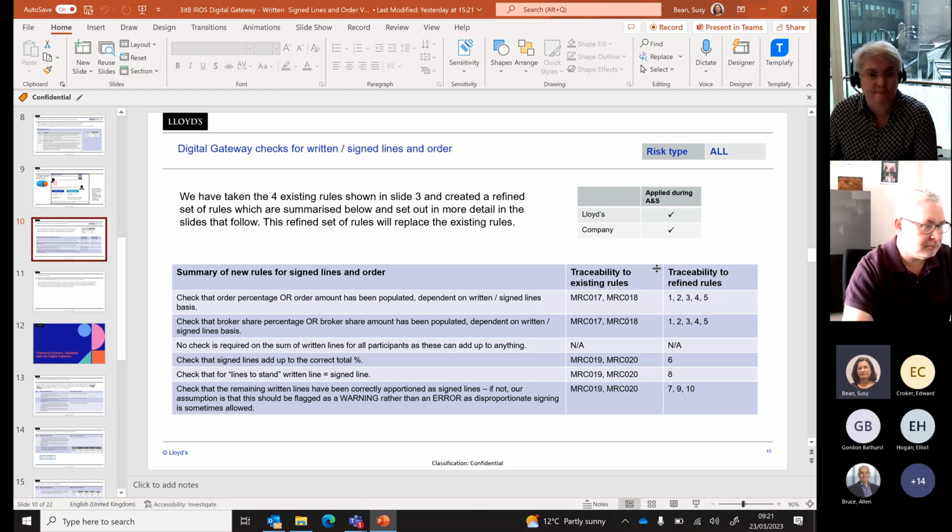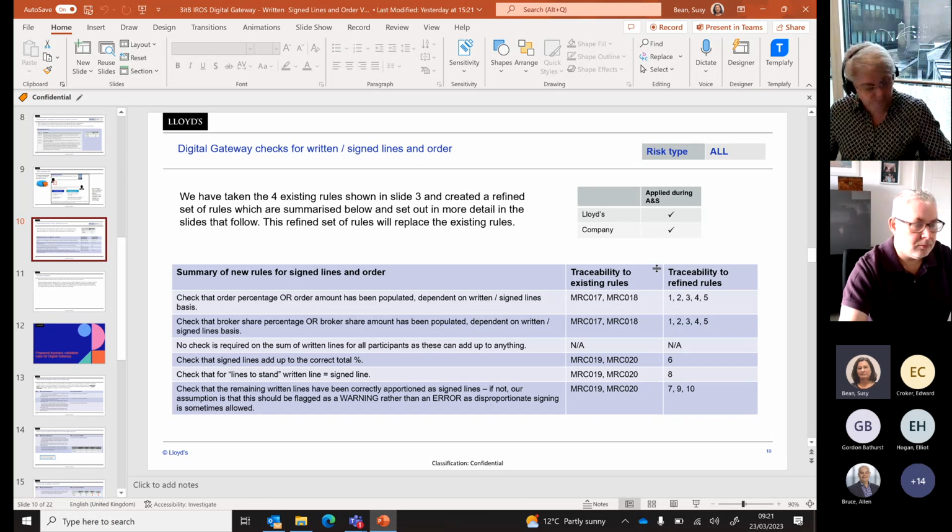If not, our assumption is that this should be flagged as a warning rather than an error, because disproportionate signing is sometimes allowed. At the moment, DXC will look for the clause in the contract to check if disproportionate signing is allowed. We wouldn't be able to do that. So our assumption is that if they are not apportioned correctly, we would flag it as a warning. We wouldn't stop it going through because it might be correct if disproportionate signing is allowed, but it would at least flag it so that someone could check it.